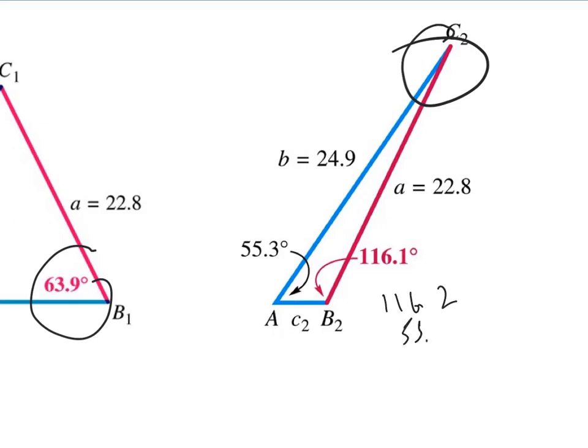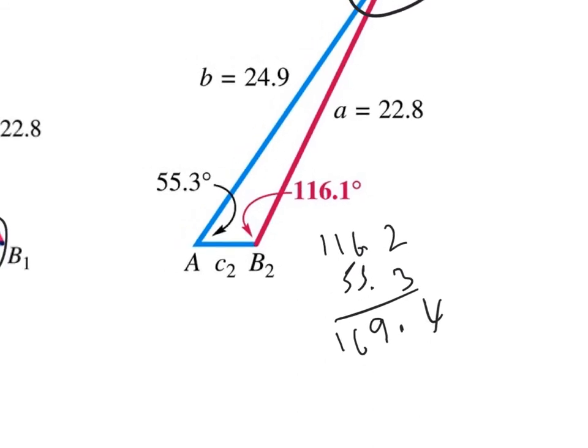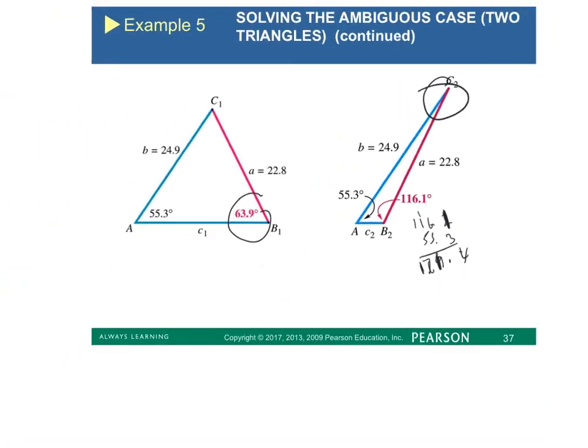116.1 plus 55.3. So small. No, I've added wrong. I added wrong. 6 plus 5 is 11. 174. Okay, it was very small. 180 minus that. Very small.